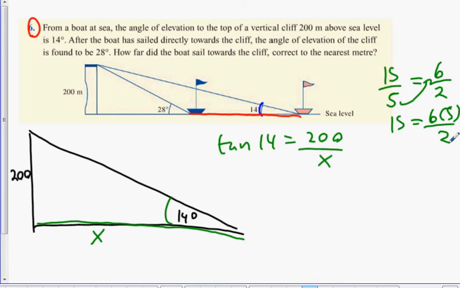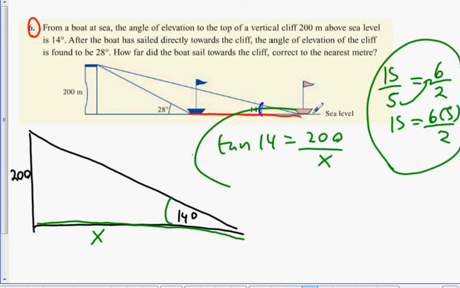6 multiplied by 5, 30. 30 divided by 2, still 15. It's still balanced. So when you're talking about what movement you're allowed to do and what you're not allowed to do, you have to make sure that it works for a balanced fraction first. And if it works for this balanced fraction, it means you can do the same thing over here.